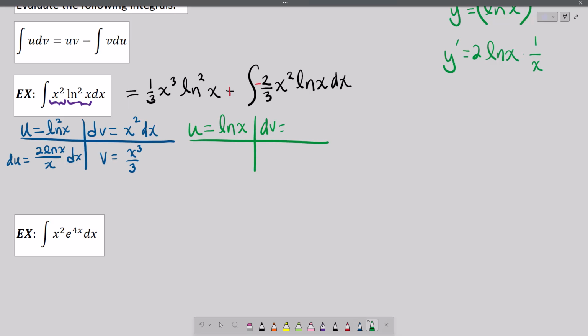So we let u be the natural log piece, and then we're going to let dv be everything left over. So 2/3 x squared dx. Once again, the derivative here is 1/x dx. Integral here, we're just going to use the power rule. So we get x cubed over 3, which is going to be -2/9 x cubed. So there's our recipe. We got all the parts.